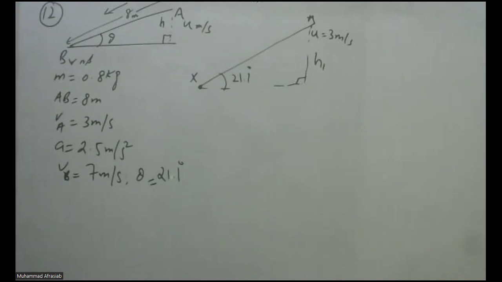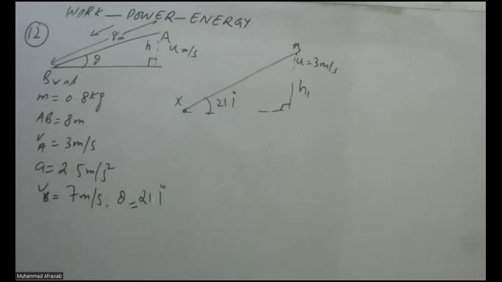So we are first going to calculate the speed at X, and they say that it is the average of A and B. The speed at A is 3 meters per second and the speed at B is 7 meters per second. So the speed at X is equal to 3 plus 7 over 2, and that is equal to 5 meters per second.